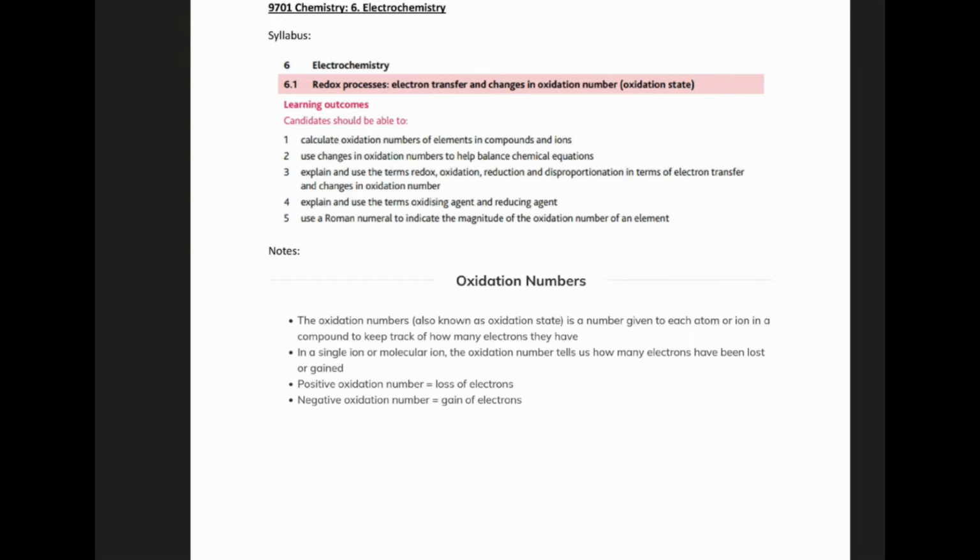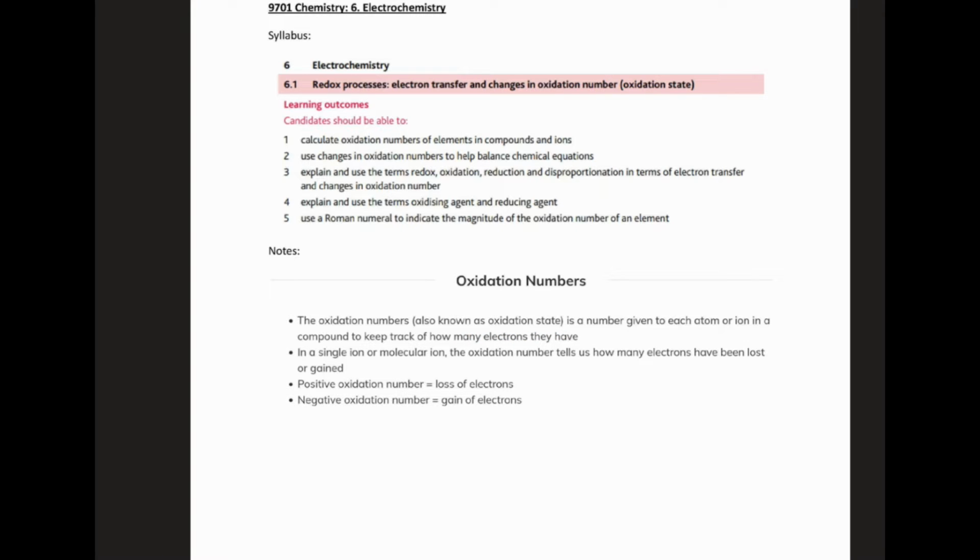Let's see, this is chapter 6, Electrochemistry. So at the beginning, we want to understand redox processes. To understand redox processes, we start with oxidation numbers. The first point says the oxidation number, also known as oxidation state, is a number given to each atom or ion in a compound to keep track of how many electrons they have.